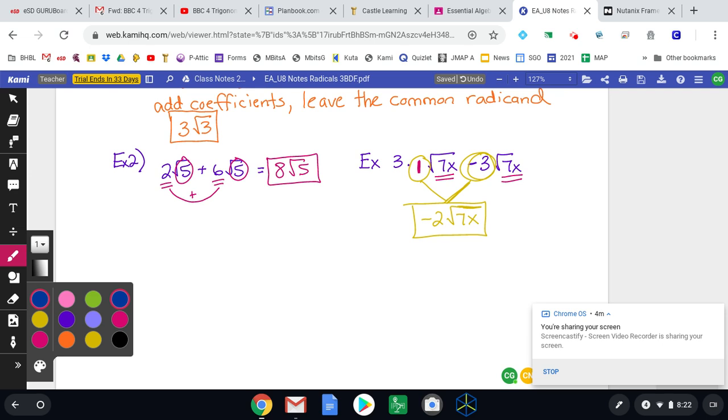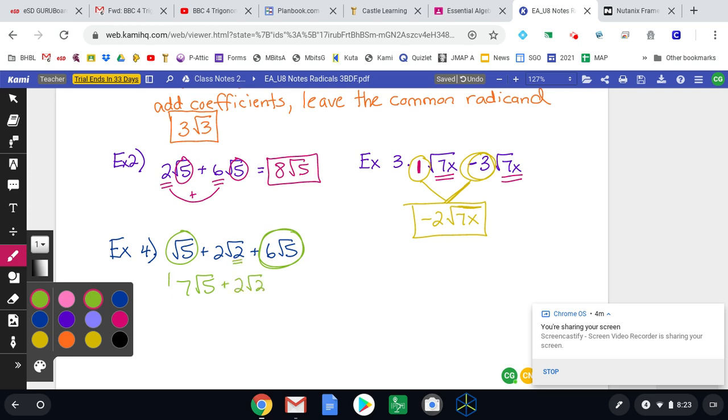Now, what if they don't have a common radical? So let's say I want to add something like radical 5 plus 2 radical 2 plus 6 radical 5. Now, kind of like having same terms, like expressions. So I've got this one and this one can go together. So together that's going to give me 7 radical 5's. And since nothing matches with this, I'm just going to tack that on the end, plus 2 radical 2.